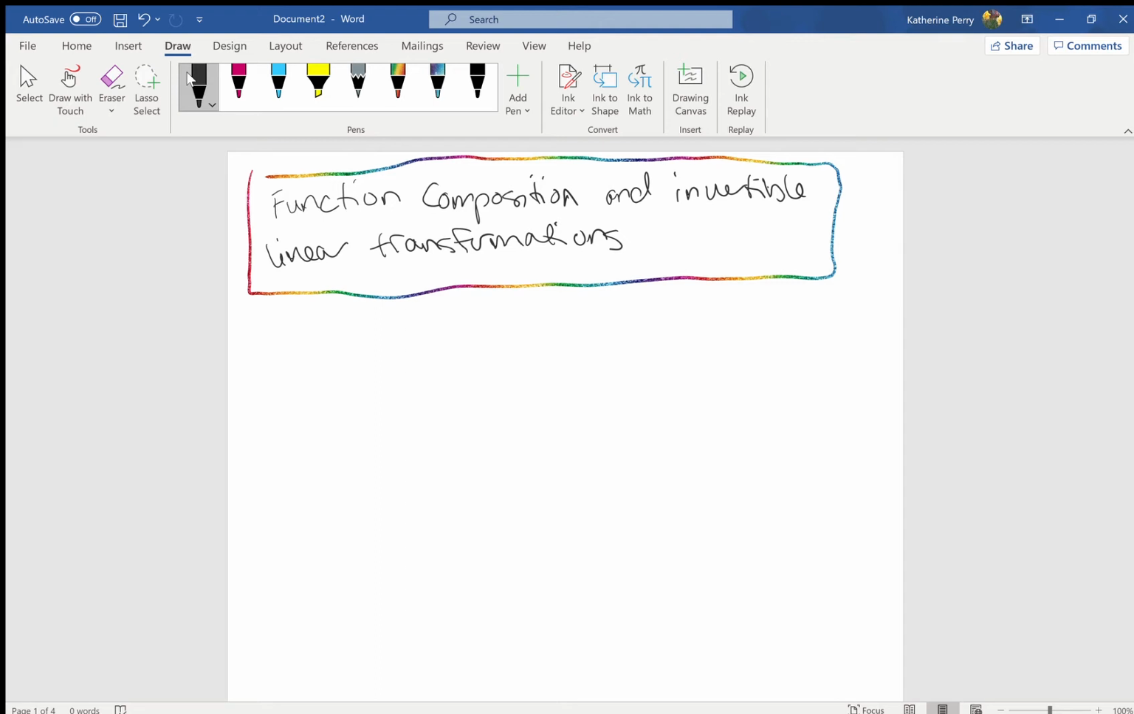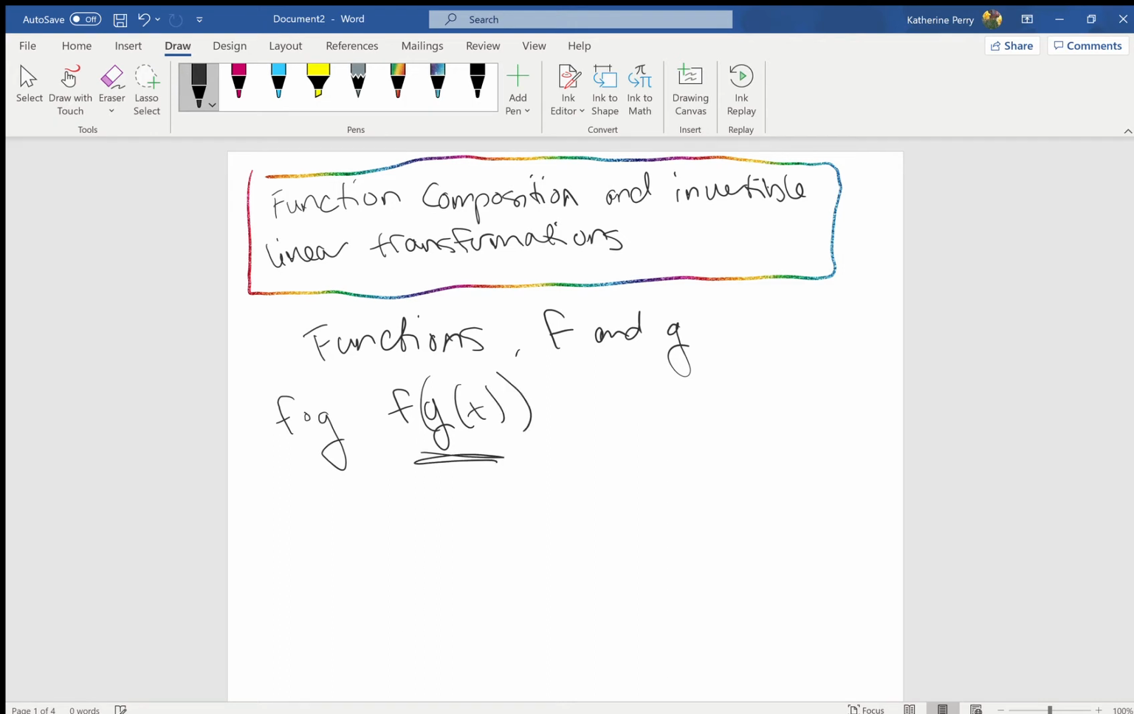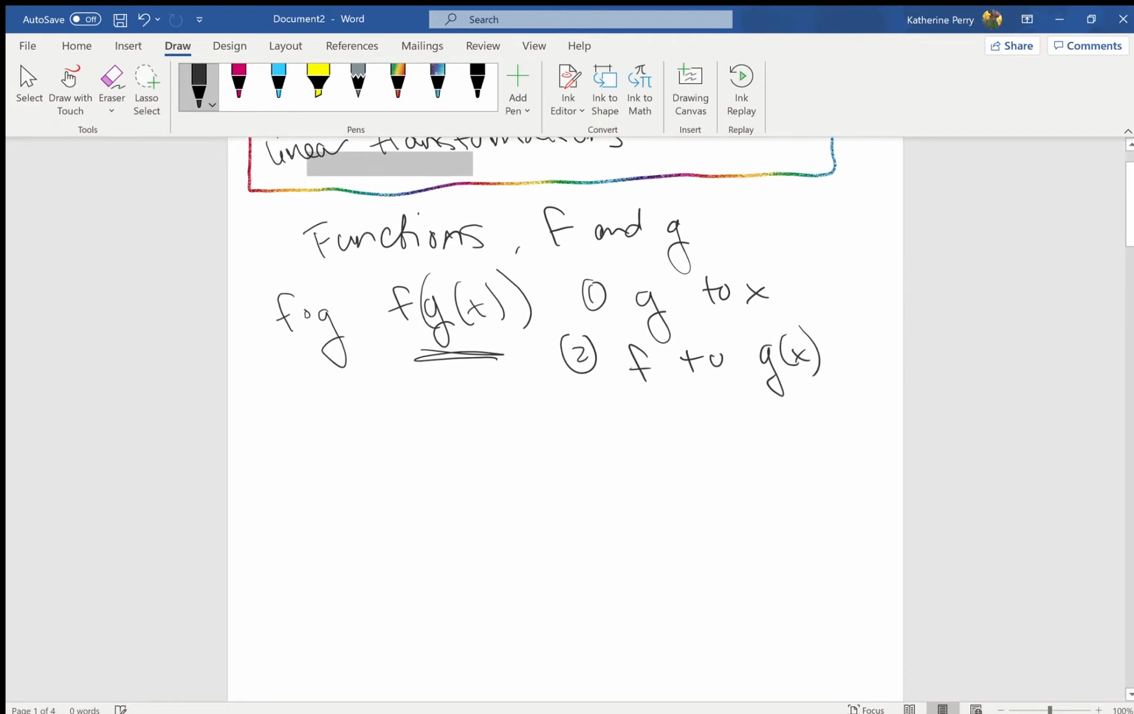And so if I have two functions, say f and g, then function composition, denoted oftentimes like this or this, something like f of g of x, this is the one I like, means that you first apply g to x and then f to g of x.